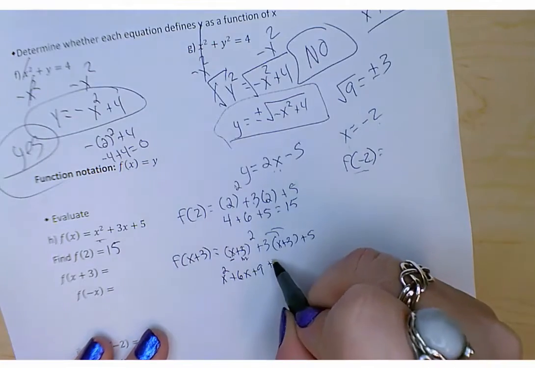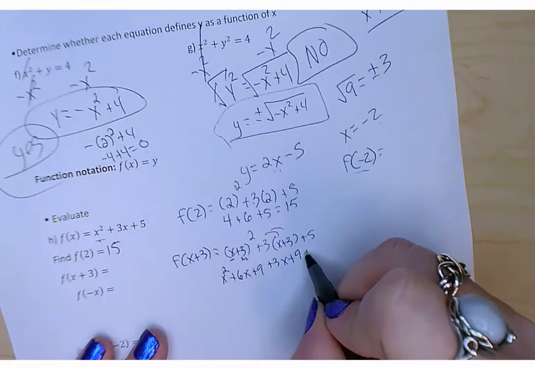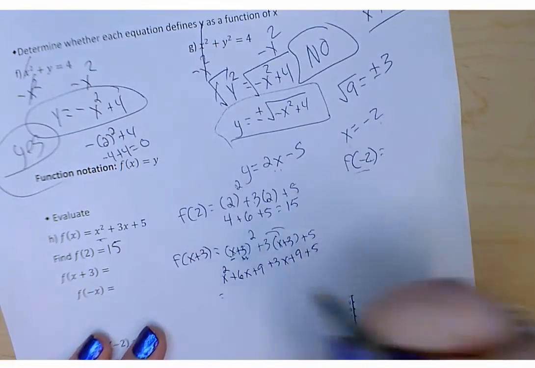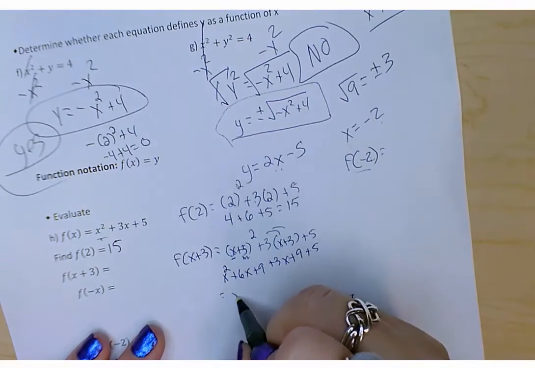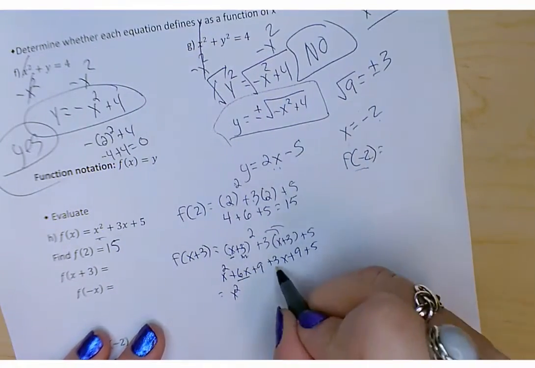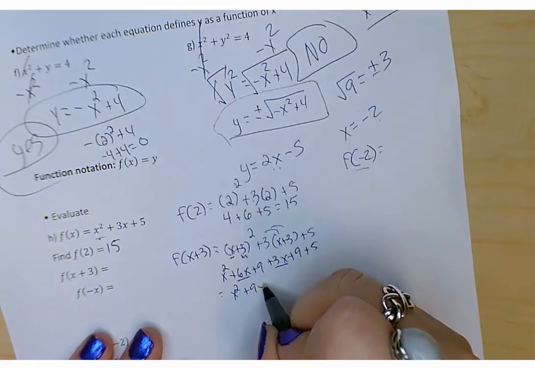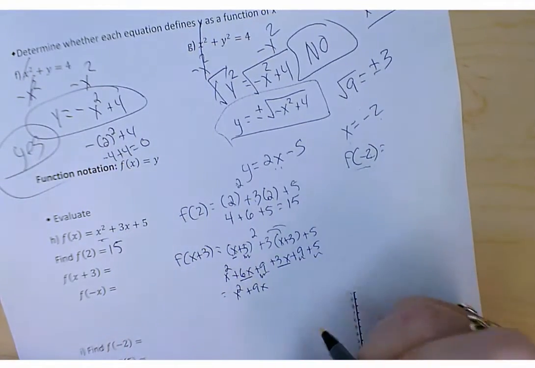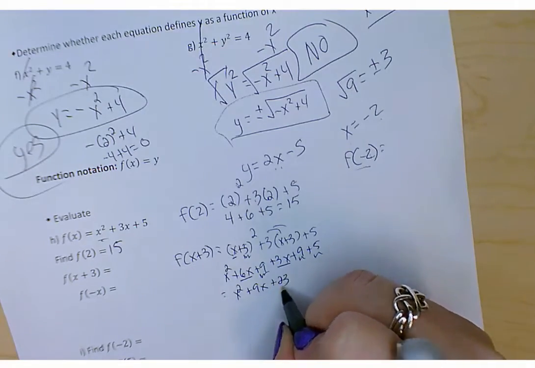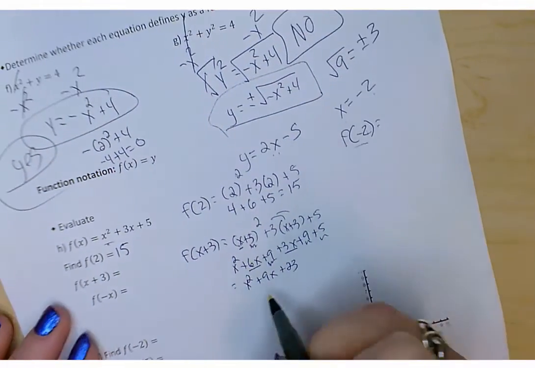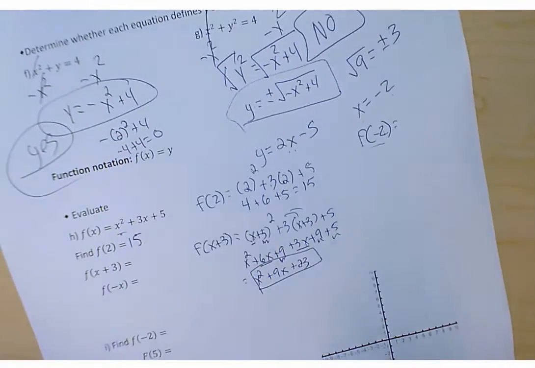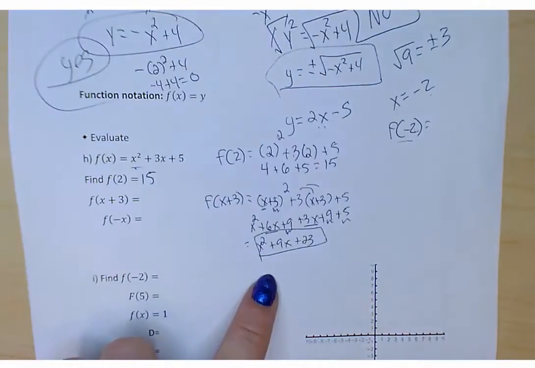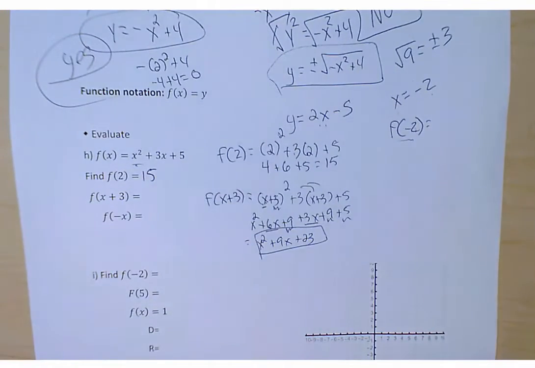Distribute the 3 to get 3x plus 9 and drop down that 5. Combine your like terms, so we get x squared. 6x plus 3x gives us a 9x. 9 plus 9 is 18, plus a 5 there makes that a 23. So f of x plus 3 is x squared plus 9x plus 23.